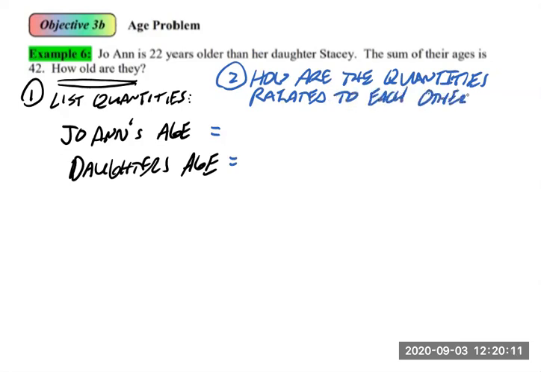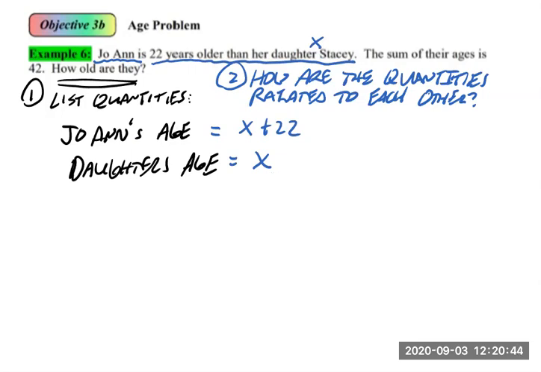So when I look at this, I'm looking for a direct relationship. And the first statement says Joanne is 22 years older than her daughter Stacy. So we notice that Joanne is directly defined in terms of her daughter Stacy. If we let her daughter's age be x, then I know Joanne's age is x plus 22. So that's a direct relationship between the quantities.